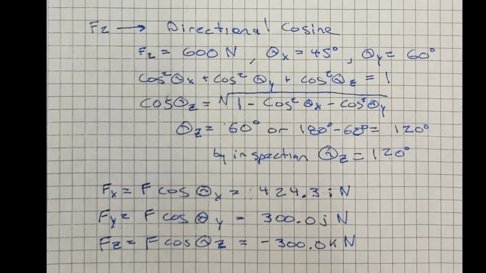We then state the governing equations for the various component forces for Fx, Fy, and Fz, and we solve for our components, and we get 424.3 i newtons, 300.0 j newtons, and minus 300.0 k newtons. And again, these are all expressed to 4 significant digits.